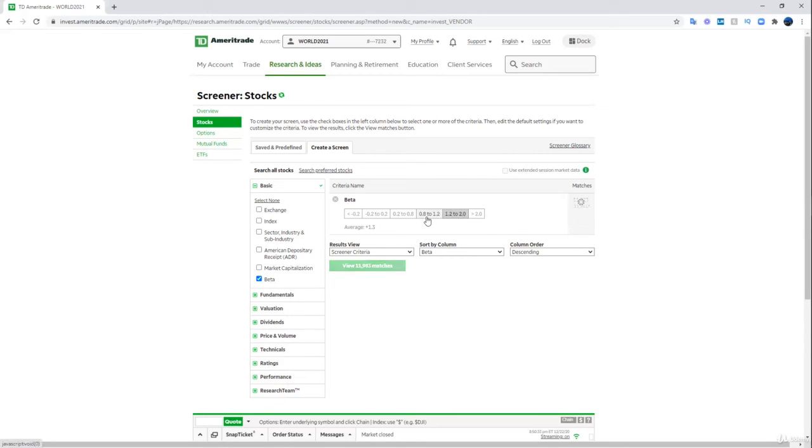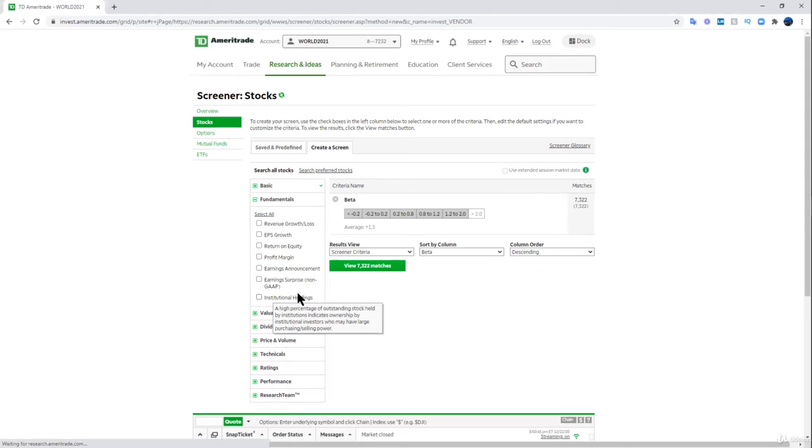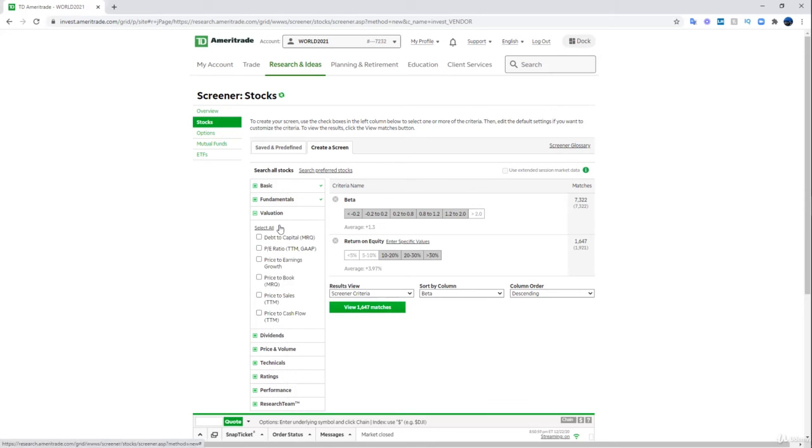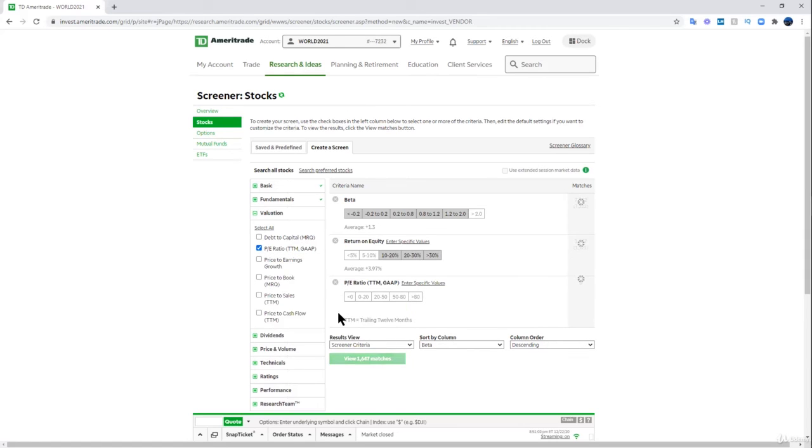So we want to get a stock that's less than 1.5 beta. All right. So now we went from almost 12,000 stocks to 7,000. All right. And what was another one? Return on equity. We want at least 15% or more. So we went from almost 12,000 stocks to literally about 1,650. All right. And like I said, in part 2, we go over some more of the data points. Then we have PE ratio here. So we want a PE ratio of less than 30. All right. That didn't change too much.